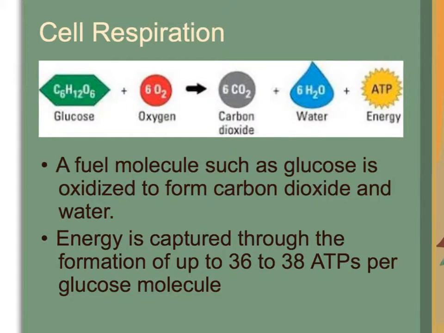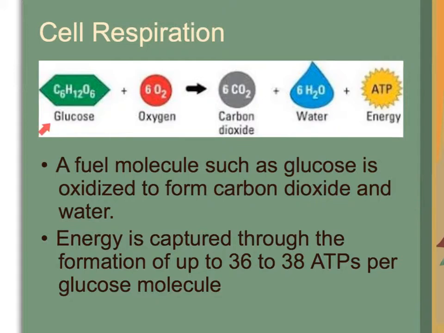And the cell does this by breaking down organic food molecules and releasing energy that is used to join ADP and phosphate to form ATP. The breakdown of food to release energy occurs by two kinds of processes. The processes include cell respiration and fermentation.